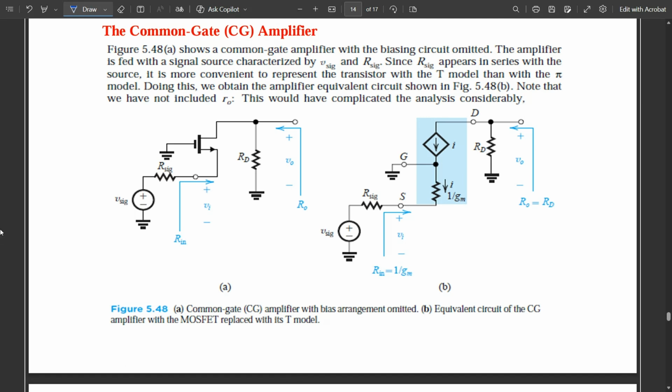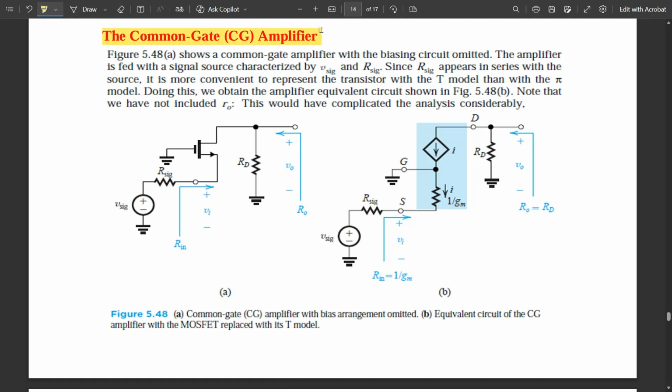So without wasting much time, let us start with today's video, that is the common gate or grounded gate, also called the CG amplifier. Let us see what the circuit looks like. Figure 5.48a, which is this circuit here, shows a common gate amplifier with the biasing circuit omitted. So we are not having any biasing circuit. Direct connections are made with respect to the MOSFET here. From the MOSFET the signals are connected directly without any biasing.